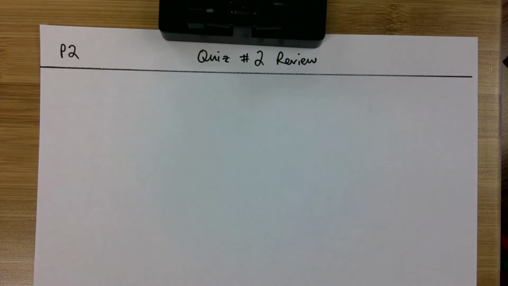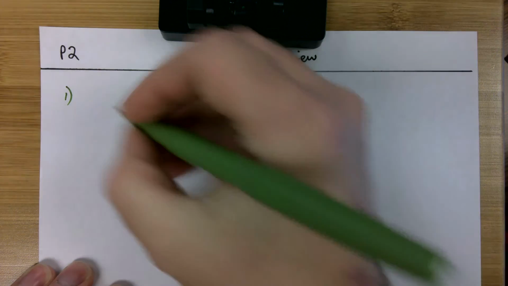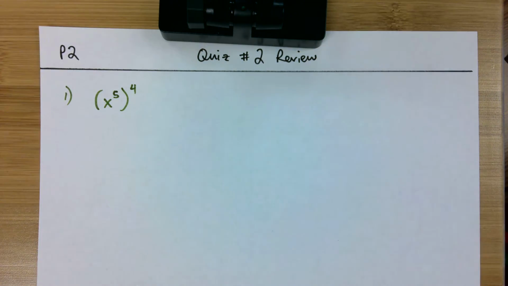All right? So the first question is going to be the power rule question. Find x to the 5th raised to the 4th.